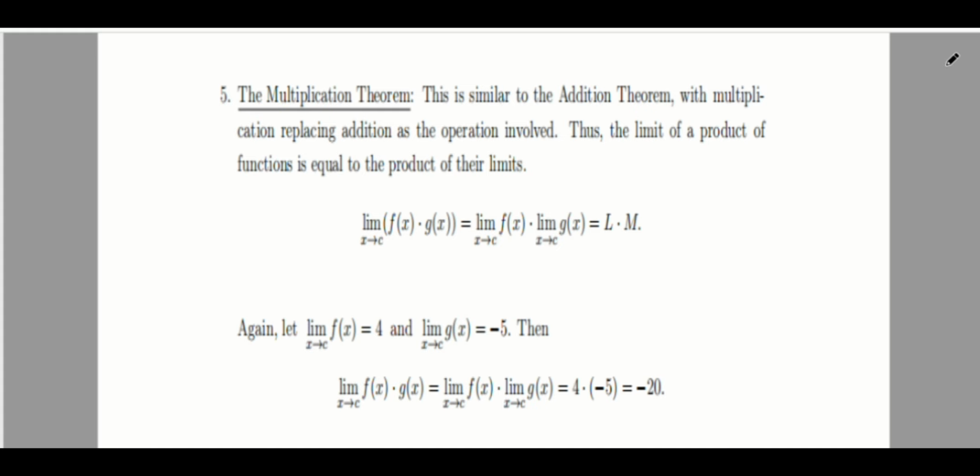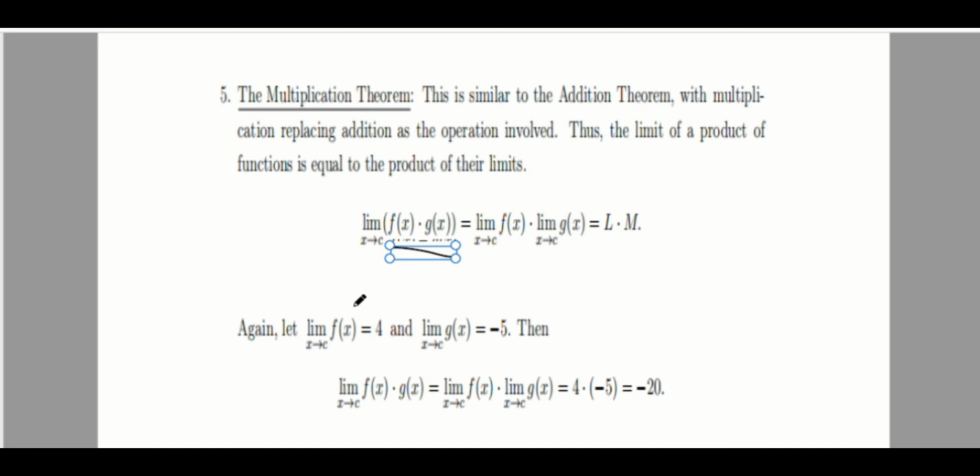Okay, so theorem 5, the multiplication theorem. This is similar to the addition theorem with multiplication replacing addition as the operation. Thus, the limit of a product is equal to the product of the limits. Okay, this is the limit of the product, and this is equal to the product of the two limits. So the limit of f of x is L and the limit of g of x is M. So L times M.